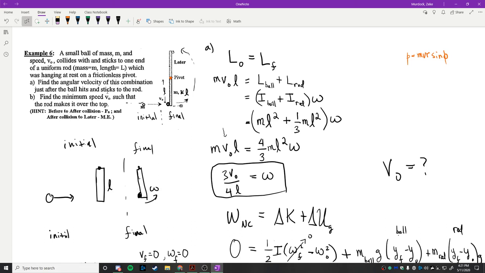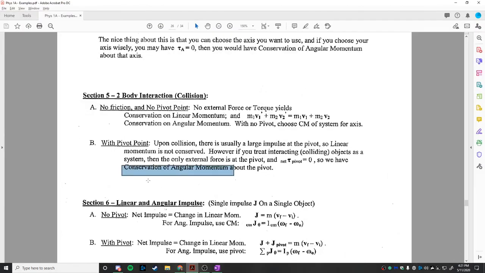Our center of rotation is the center of mass or the pivot? It's the pivot. I'm going to tie that back to what I said before we started this, which is that when there is a pivot point, you get conservation of angular momentum about the pivot. When there's no pivot, you choose the center of mass. That's what we'll do next. But in this problem, when there is a pivot, it's just conservation of angular momentum about the pivot.